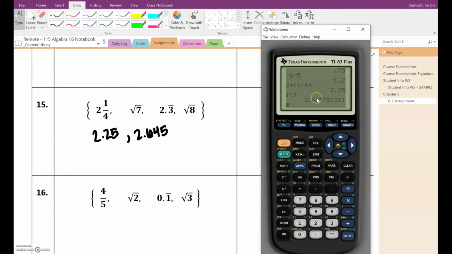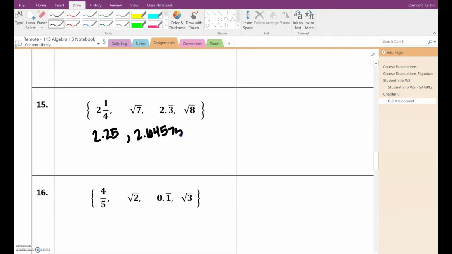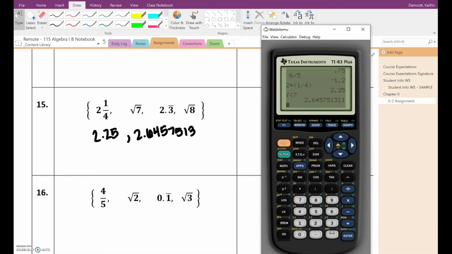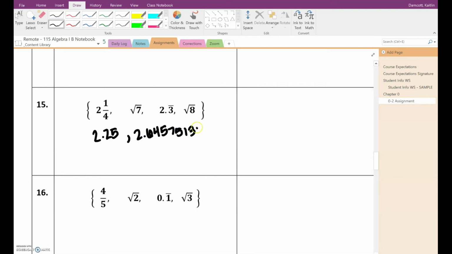751311. Oh, my memory is terrible. 1311. So that's the square root of 7. 2.3 repeated is just, it is what it is, 2.3 repeated.